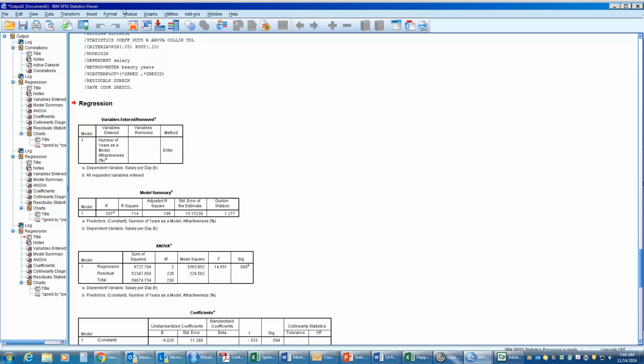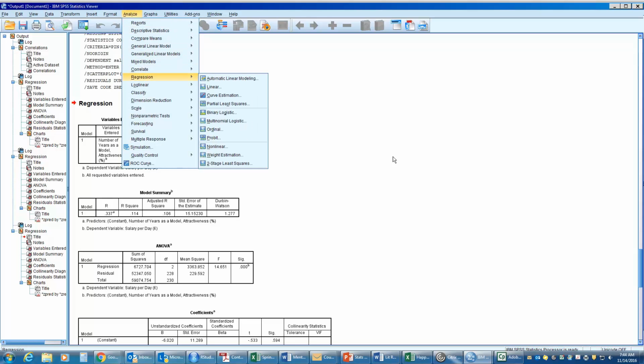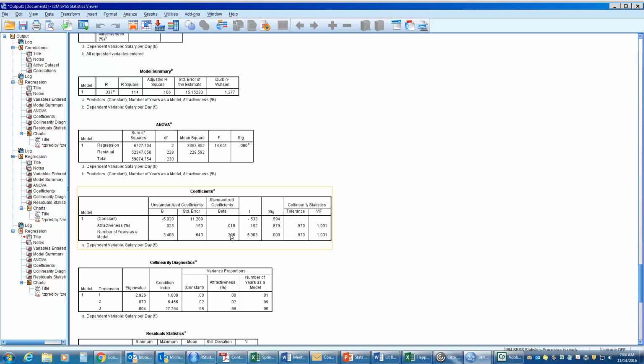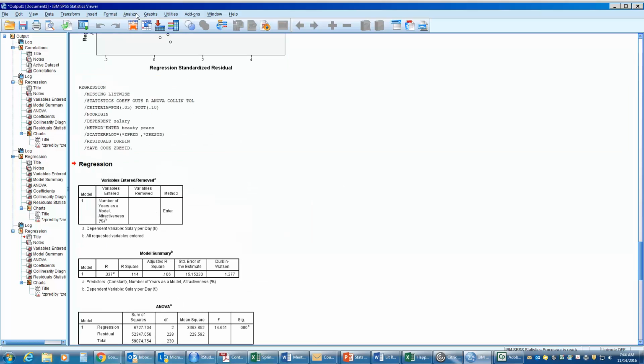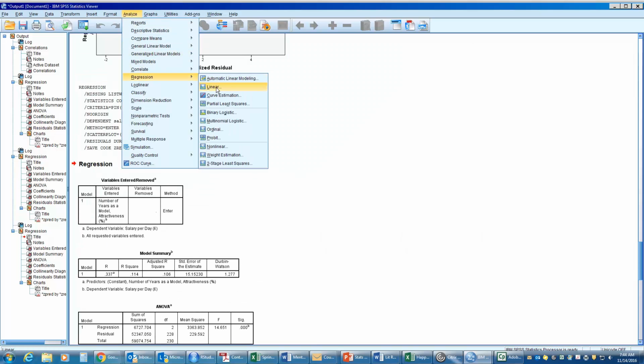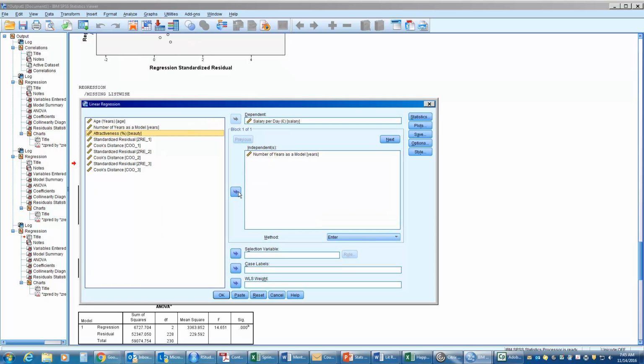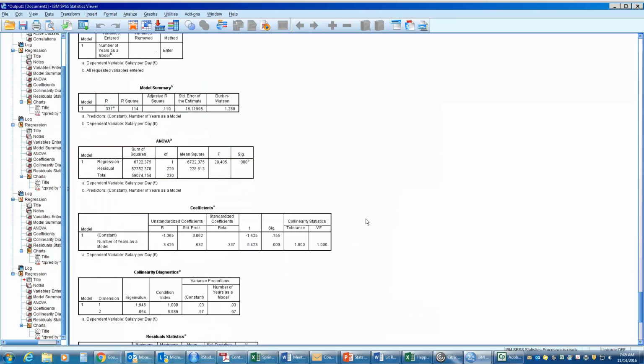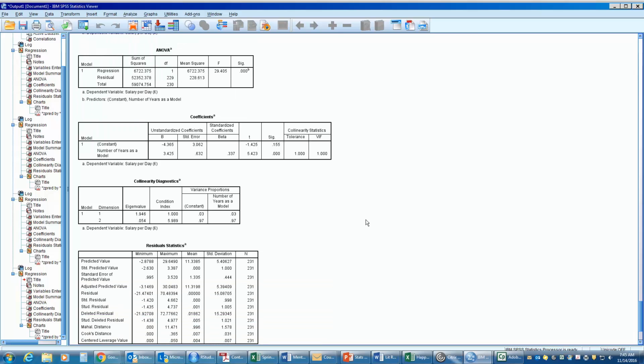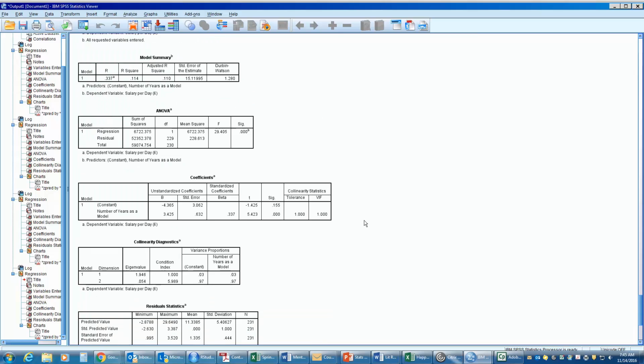What I would do in a final model is, because I know that attractiveness is not a significant predictor of salary, I would eliminate attractiveness from the model and simply run regression with number of years of experience as a supermodel. As I click that, I've gotten rid of that. Now I probably have the best measure of the effect of the years of experience on the supermodel salary on a daily basis.